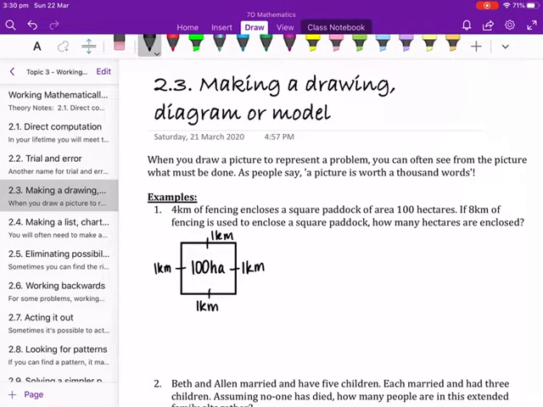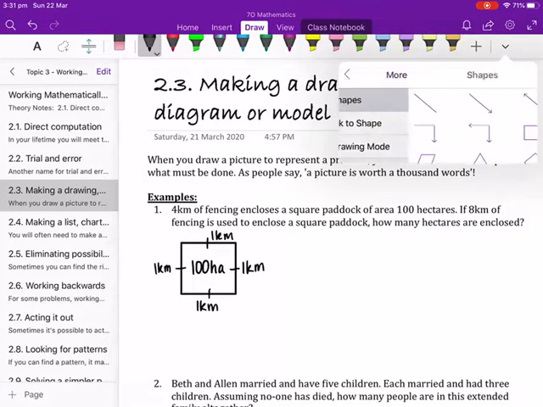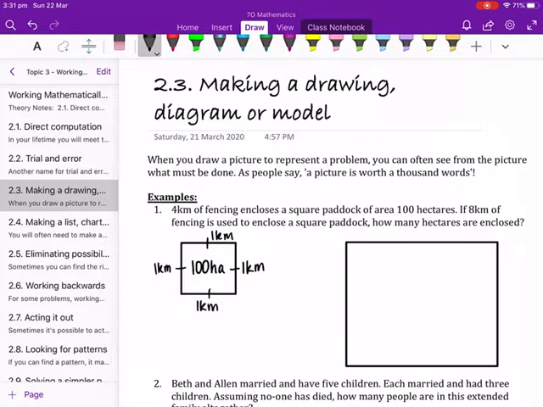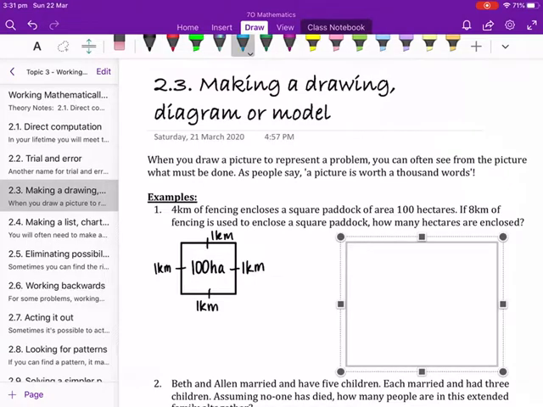So the length of fencing we now have is 8 kilometres. So what we need to think about is how big our square is going to be. So I'm just going to draw another square over here. Try and make it as square as I can. Okay, and so looking at our square, we now have 8 kilometres of fencing. So we want to know how big this is going to be.